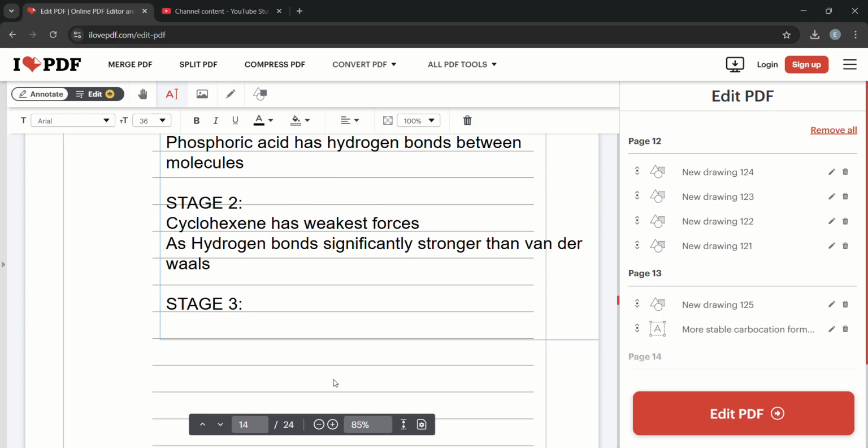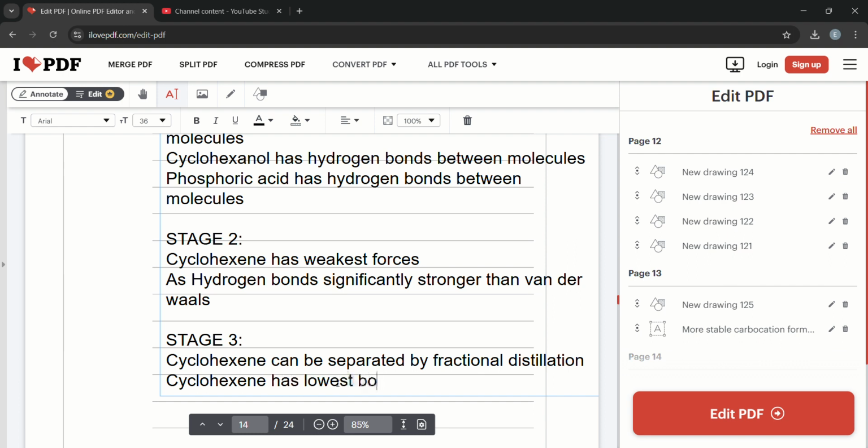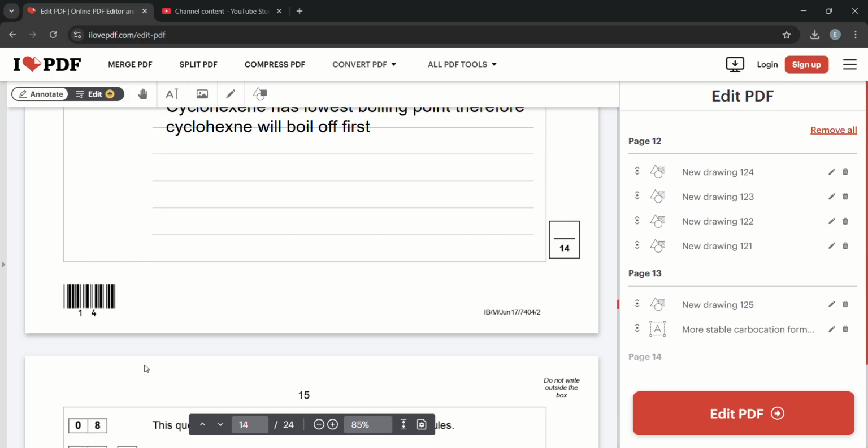So how? Well, cyclohexene can be separated by fractional distillation. Why? Because cyclohexene has the weakest forces, weak van der Waals forces compared to the strong hydrogen bonds that phosphoric acid and cyclohexanol have. Therefore, it's going to have the lowest boiling point. Cyclohexene has the lowest boiling point. And what does this mean? Therefore, cyclohexene will boil off first. And that is the end of question 7.